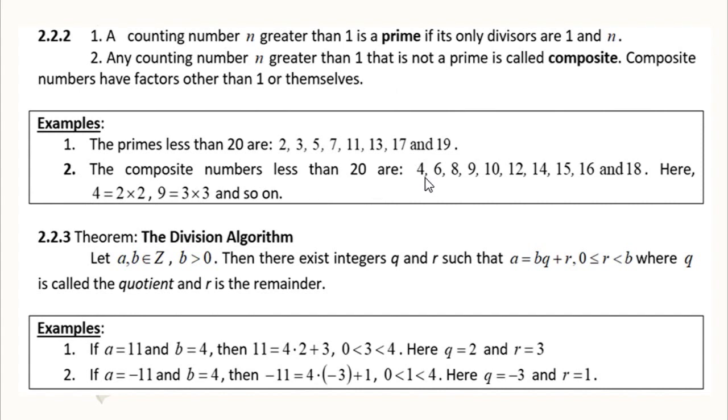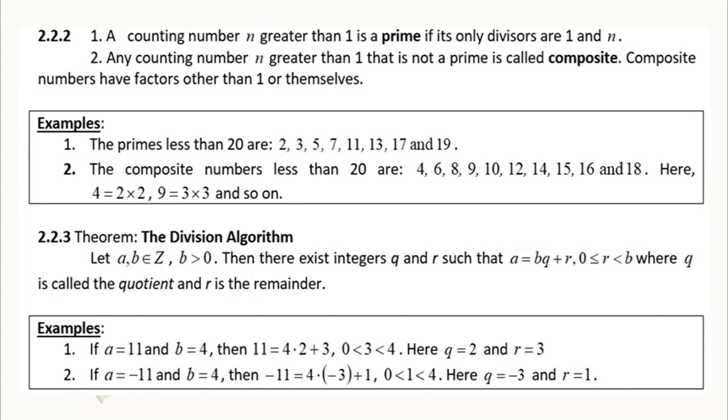Like these numbers, 4. Ang 4 pwede 2 times 2. Ang 6 pwede 3 times 2. 8 pwede 4 times 2. 9 pwede 3 times 3. So, these numbers are composite numbers. Basta ang iyang factors, dili lang 1 and itself, daghan siya pala in factors.